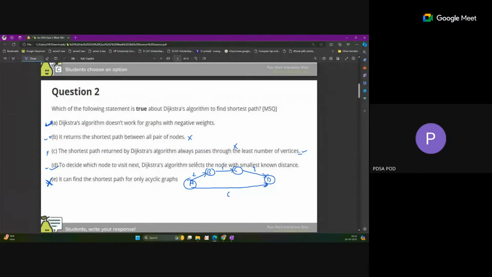Okay. So only option A, and this is also D. AD is correct. All remaining are false. Cyclic graphs it can also figure out. Positive cycle. So here it is not mentioned that it can find the shortest path for negative cycles. It can find the shortest path. Oh, this is true. Only acyclic, okay, no, not true. Only acyclic is not necessary.